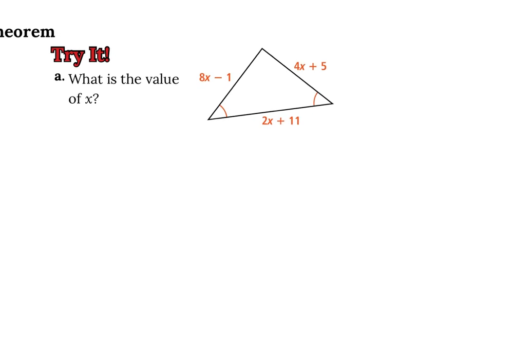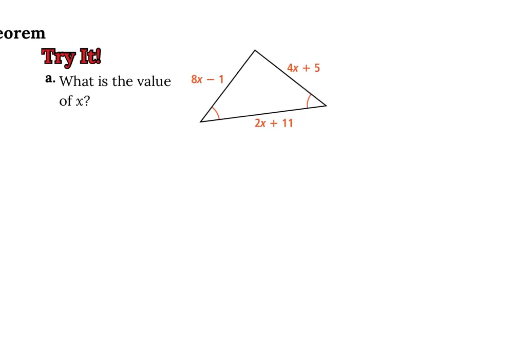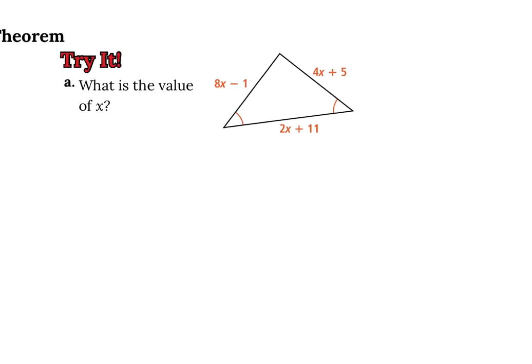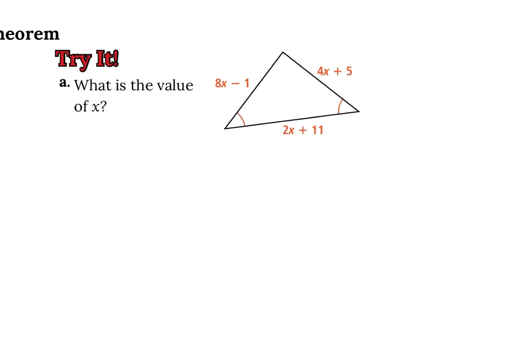Okay, the try it, we want to find the value of x. They gave us all of our side lengths. We need to solve for x. Okay, so on this one, they tell us that these two angles are congruent, which means their opposite sides have to be congruent. Okay, so if those sides are equal, I can set them equal to each other.